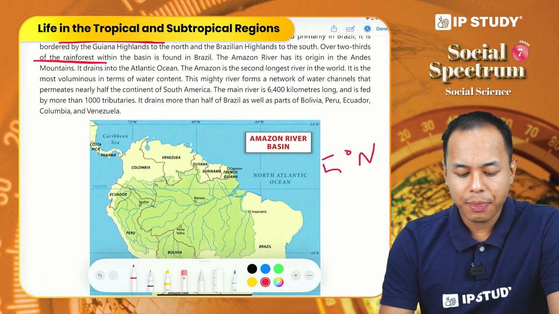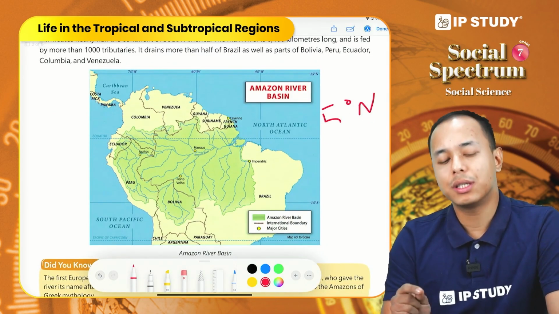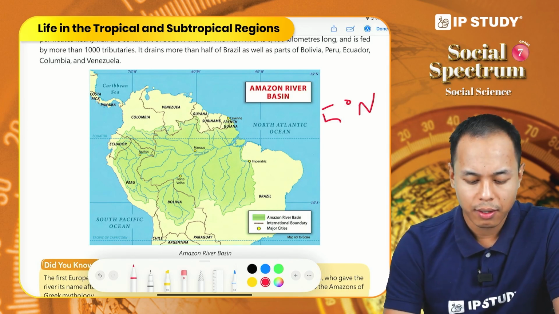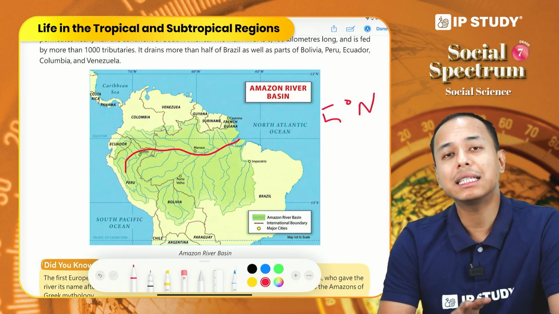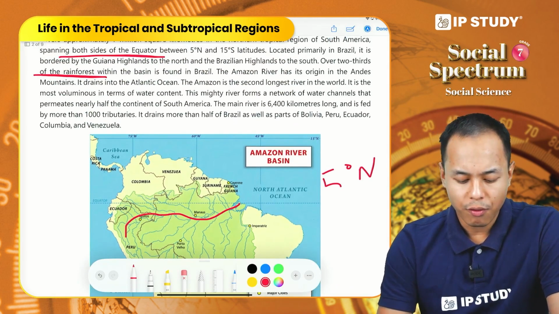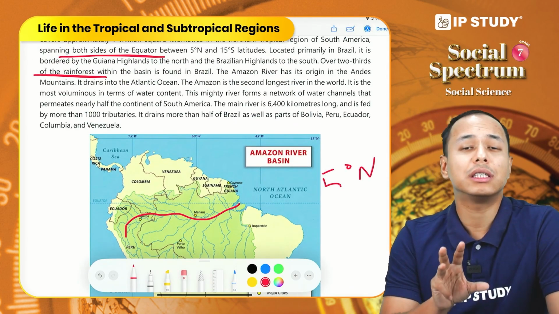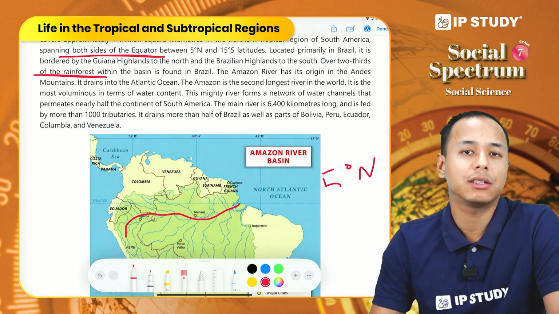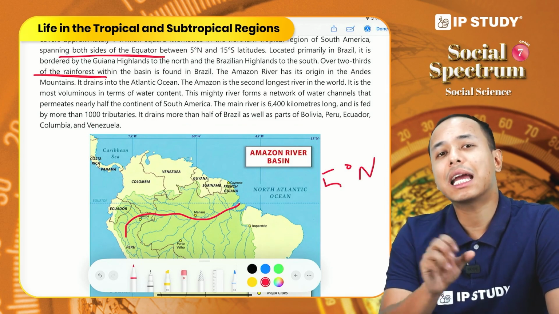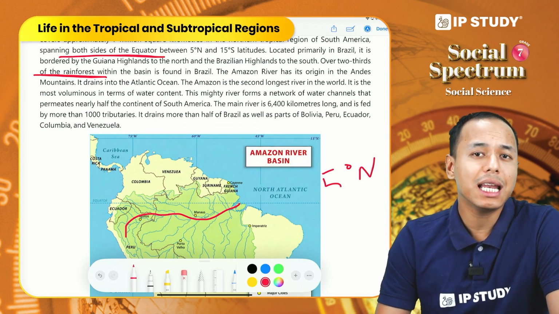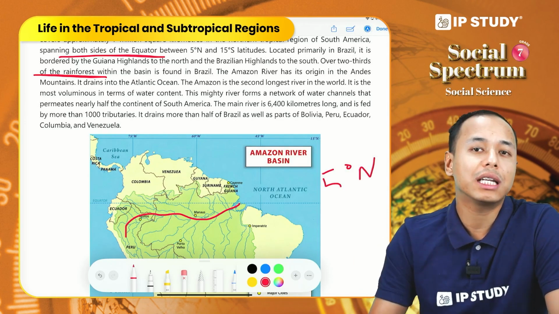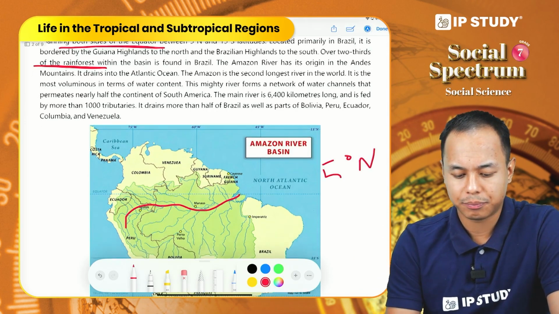When we talk about the Amazon River, it originates from the Andes mountains in the Peruvian region, and it flows into the Atlantic Ocean. When we talk about the volume of the river, the Amazon River is the largest river when it comes to the volume of water, and it is the second longest river when we measure its length. It is almost 6,400 kilometers long.